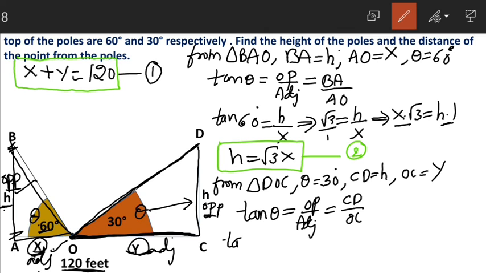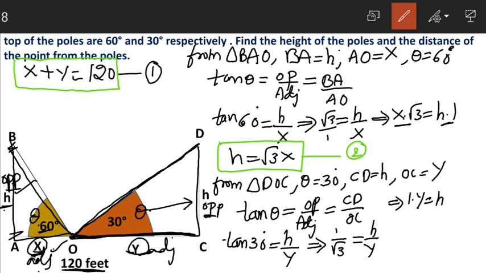Now substitute the value. Theta is 30 degrees. Tan 30 degrees is equal to CD, that is H by Y. Now write the value of tan 30 degrees, which is 1 by root 3. So 1 by root 3 is equal to h by y. Now do the cross multiplication. Then we get 1 into y is equal to h into root 3. So y is equal to h root 3. Let it be the third equation.